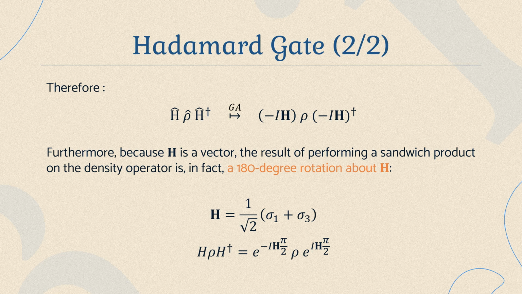And furthermore, geometrically, we know that the sandwich product of the density operator is in fact a 180-degree rotation about the vector h.